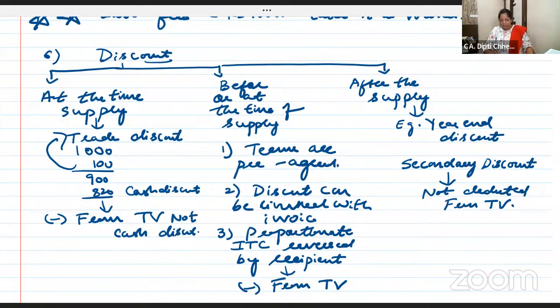Now, before or at the time, if it is agreed, it can be linked with the invoice and proportionate ITC. So many times it is pre-agreed. We can link it at invoice, but then buyer didn't reverse this discount. So then even we cannot record. Or after the supply year-end discount, secondary discounts, they are not done. Okay, right? So this is how you get the transaction value.